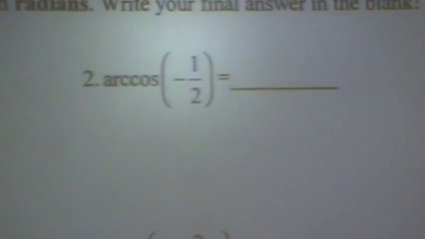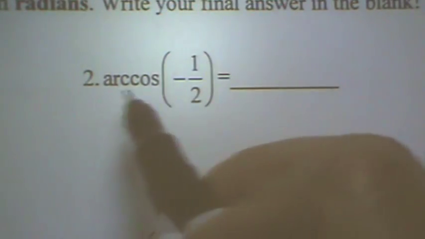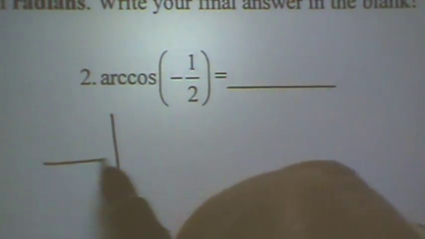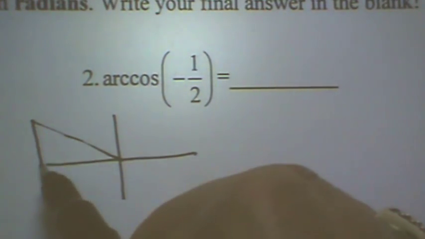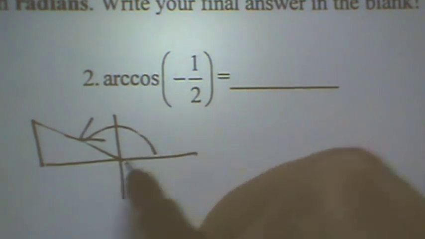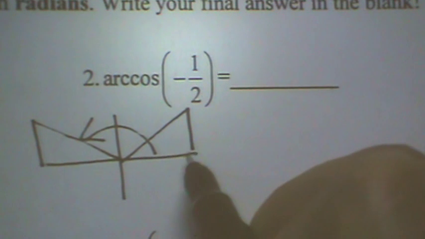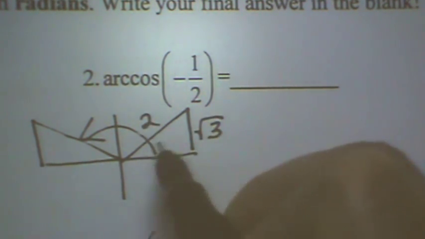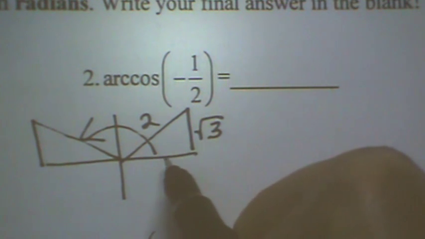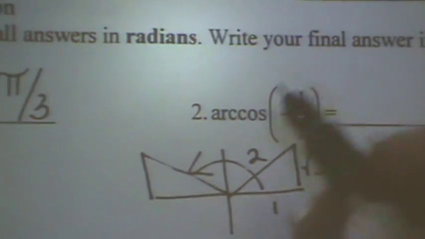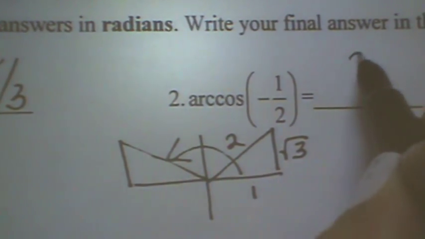Okay, number 2. In what quadrant is arc cosine negative? You're in quadrant 2. So I need the name of this angle. If you want to do it in quadrant 1 first, so 1, 2, root 3, which is also a 60-degree angle, but you want the angle that's 60 in quadrant 2. So what answer is this? 2 pi over 3.